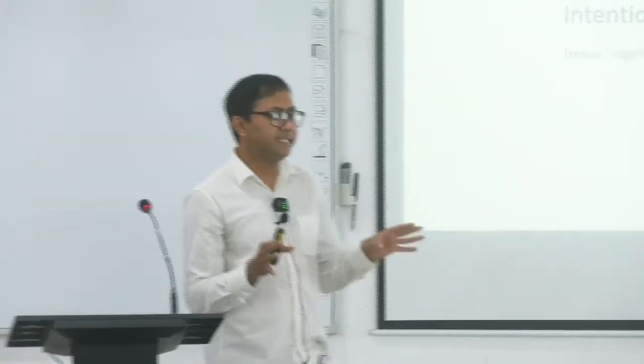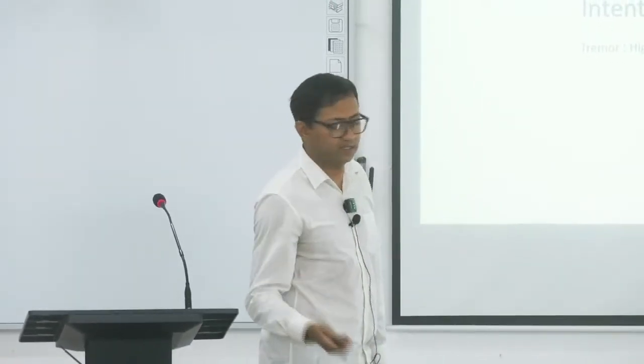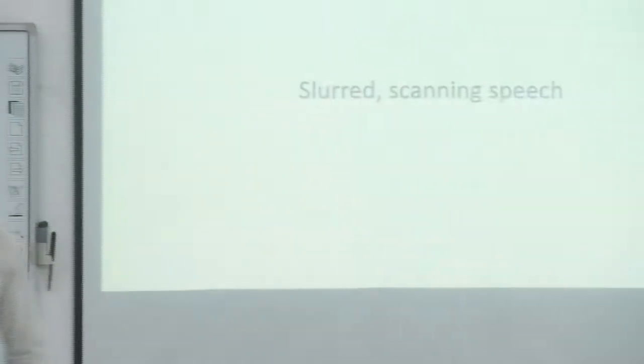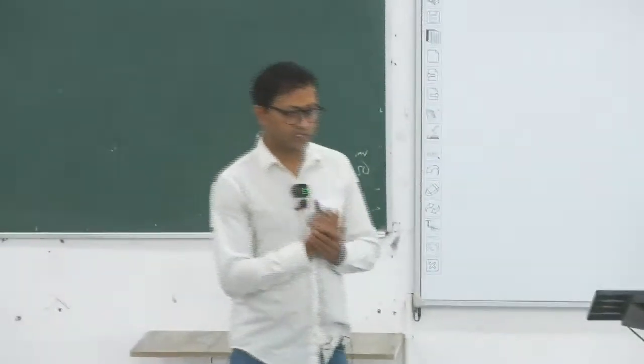Next point is intention tremor, to differentiate it from resting tremor which happens in PD. Next, slurred and scanning speech, right? So these are all the features of a patient with cerebellar lesion, right?